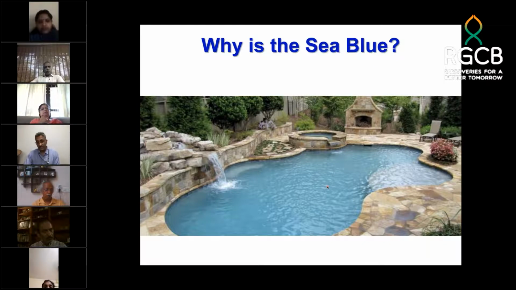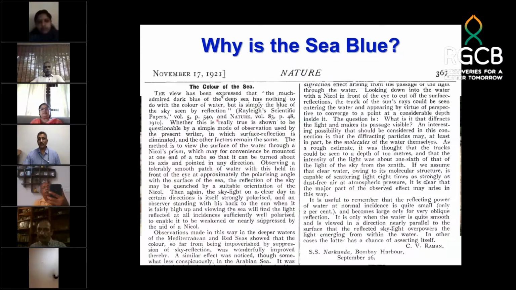So in fact, Raman did this experiment, and he published a Nature paper in 1921, much before his discovery of the Raman effect, on the color of the sea.